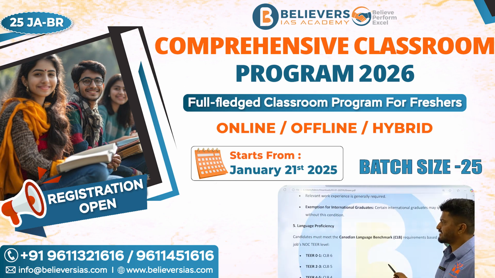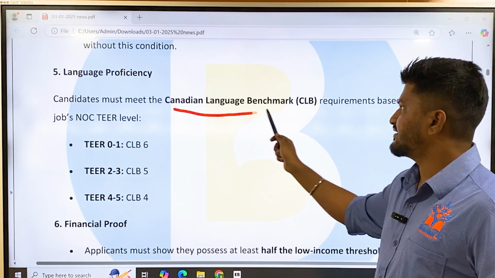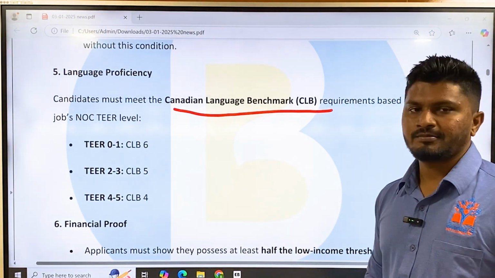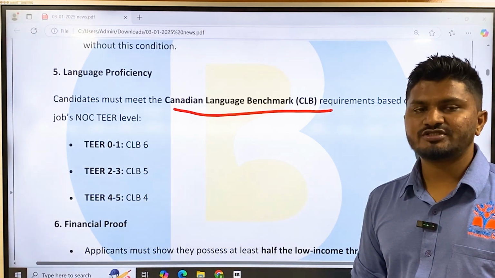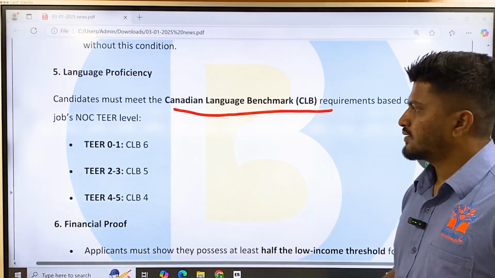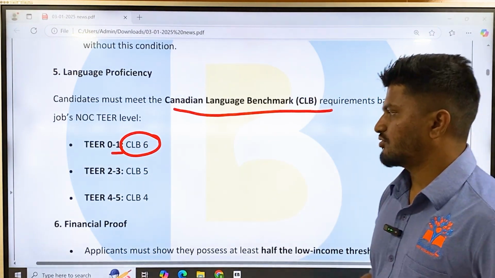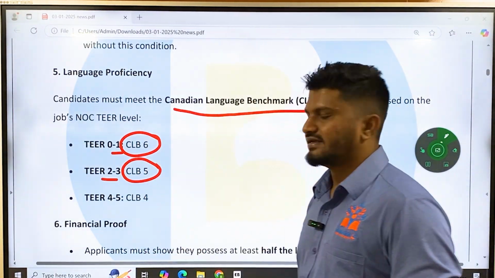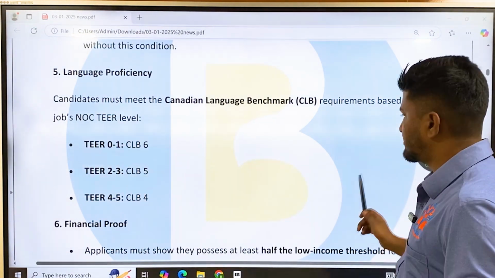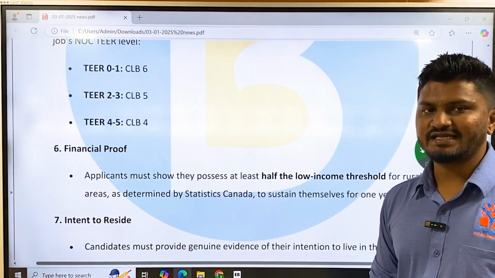Then there is also a language criterion, that is, candidates must meet the Canadian Language Benchmark requirements based on the job's NOC tier level. It depends on the level of the job a person is required to do. For tier 0 to 1, you will need a Canadian Language Benchmark of 6. For tier 2 and 3, you will need a benchmark of 5. For tier 4 to 5, CLB 4. That is not very important from the UPSC perspective, but you have to know that there is a language criterion for availing the scheme.